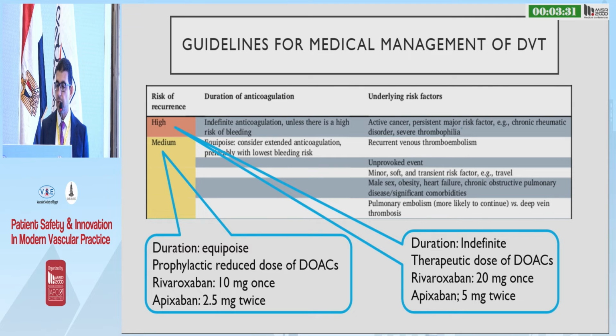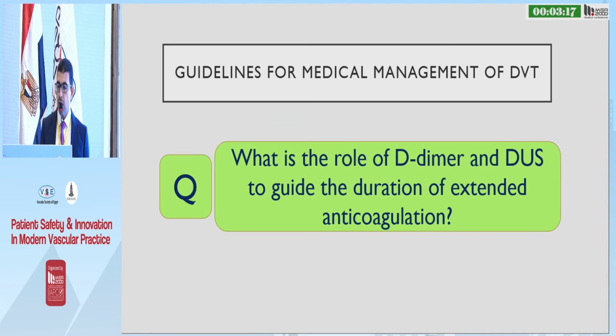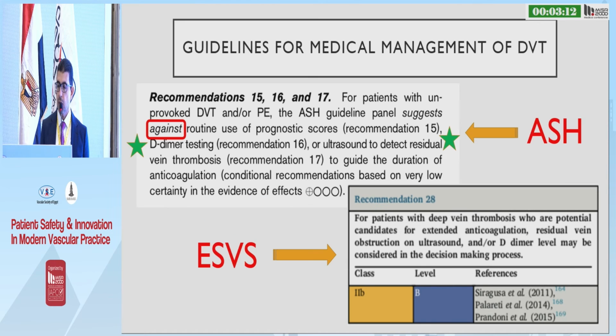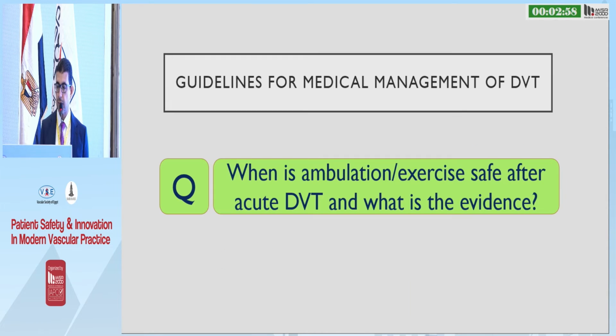For the high risk, the duration is indefinite, and the therapeutic dose of DOACs is used, while for the medium risk stratification, the duration is equivocal from 6 months to 2 years, and the prophylactic dose is used for the DOACs. What is the role of D-dimer and duplex ultrasound for the extended duration? While the American Society of Hematology suggested against the routine use of prognostic scores, D-dimer and ultrasound, ESVS recommendations stated that it might be helpful for determining the duration of anticoagulation.